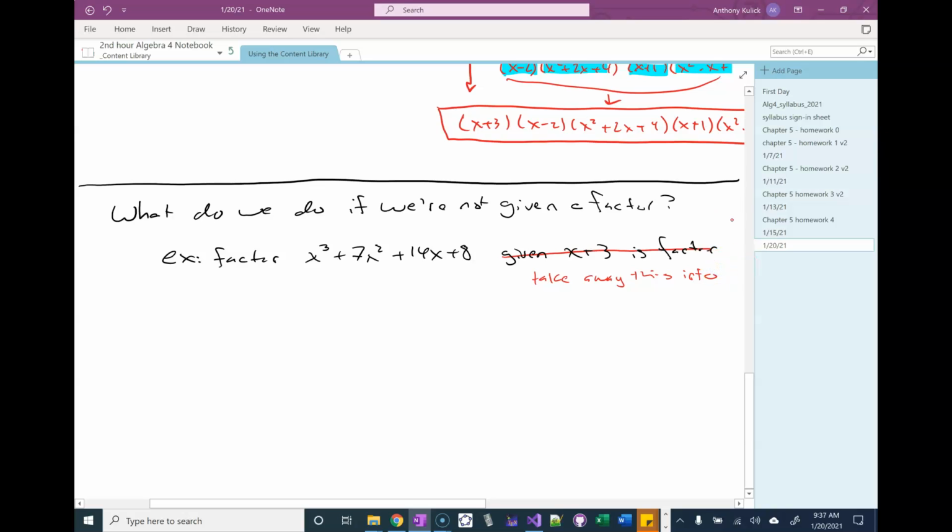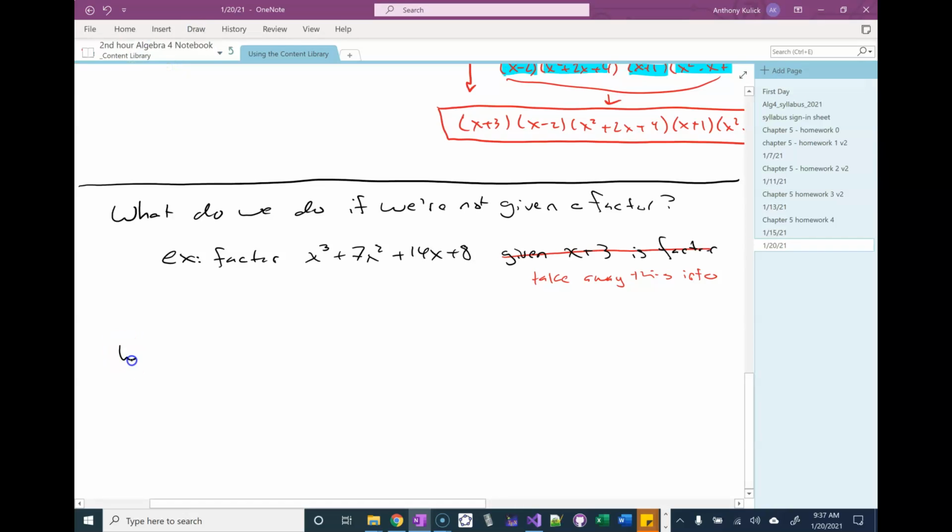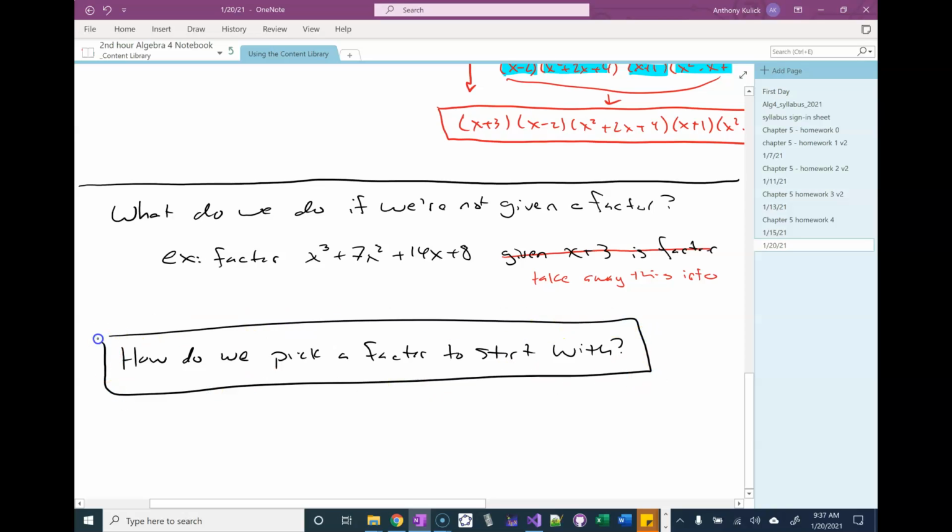So what we're going to be trying to answer today is, how do we pick a factor to start with? If we're not given one in the problem, what do we do? How do we find one? How do we pick one?